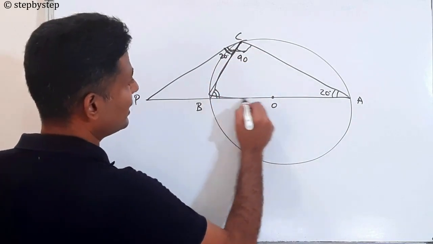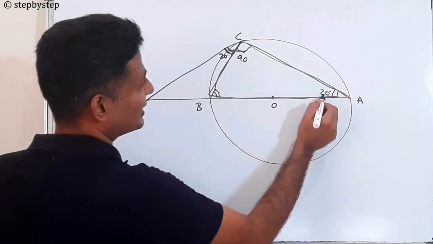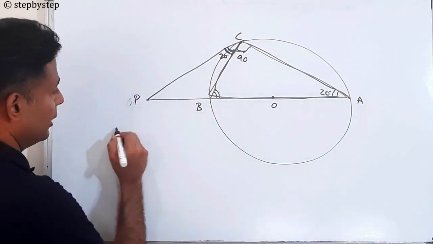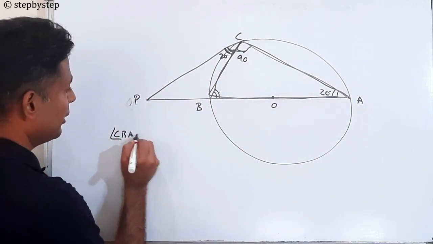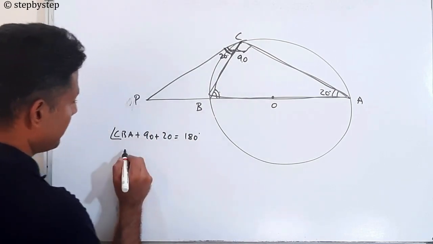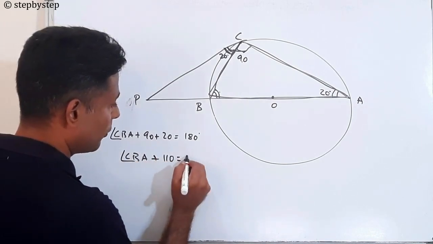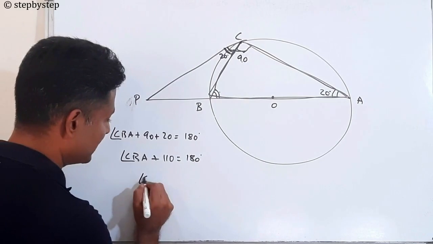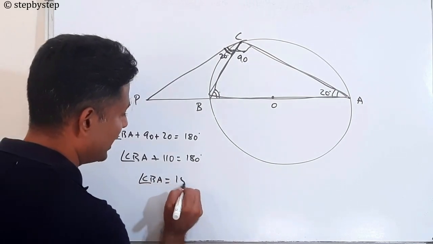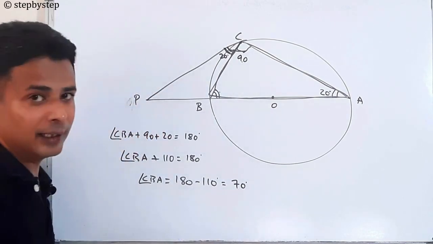So now we have this angle. Now if you consider this triangle, we have this angle plus this angle plus this angle equal to 180 degree. So we have angle CBA plus 90 plus 20 equal to 180 degree. So angle CBA plus 110 equal to 180 degree. So angle CBA will be equal to 180 minus 110, which is equal to 70 degree.